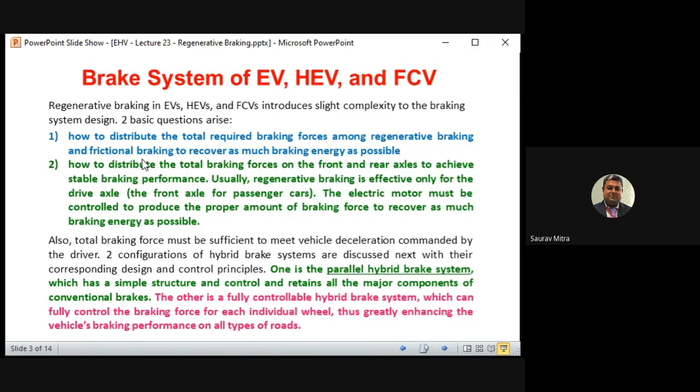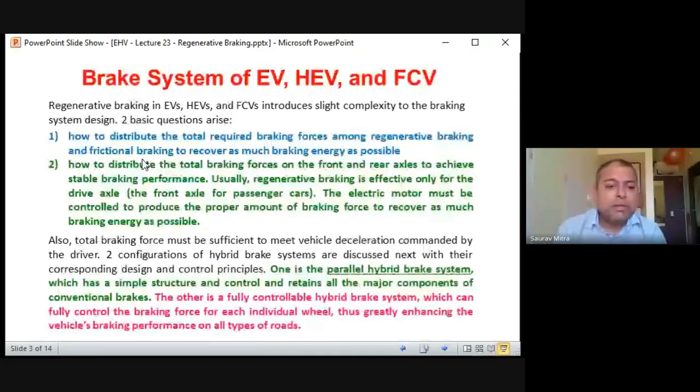One is a parallel hybrid brake system, which has a simple structure and control and retains all the major components of the conventional brake. So this parallel system is almost like the conventional brake system. The other one is the fully controlled hybrid brake system. This is called HBS, which can fully control the braking force for each individual wheel, and thus greatly enhances the vehicle's braking performance on all types of roads.